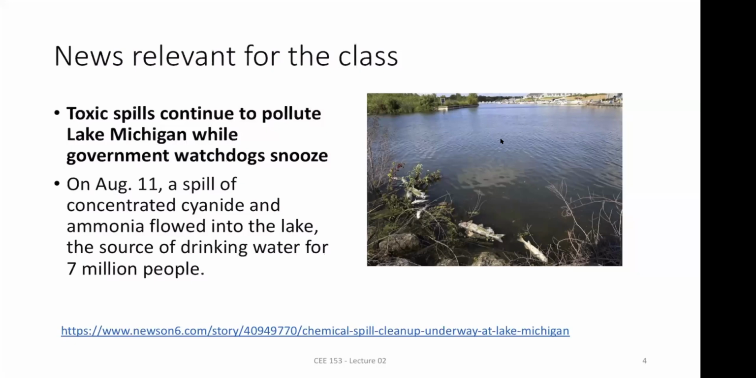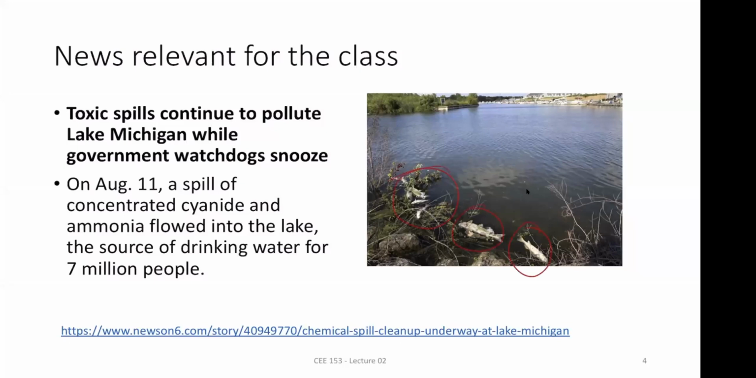Imagine there is this example here, Lake Michigan, there is a toxic spill. There was an accident and a toxic substance spilled from a boat, or from some location, which has ammonia and cyanide, and they released it into this lake. You can see there are some dead fish here, and that's because of one of them.